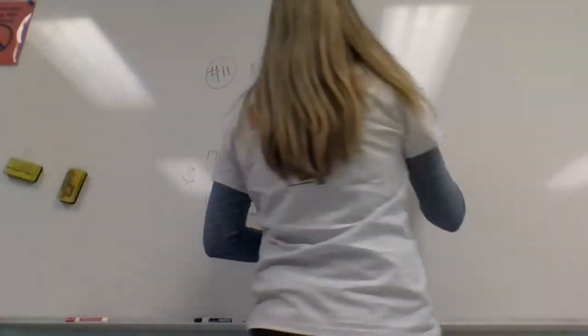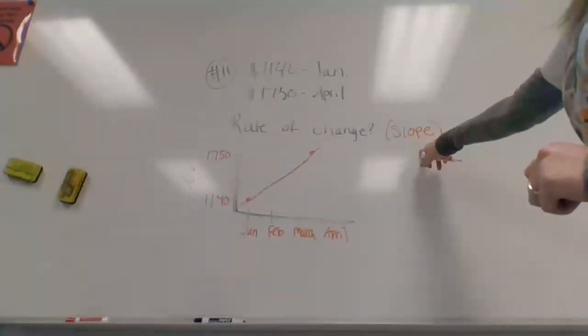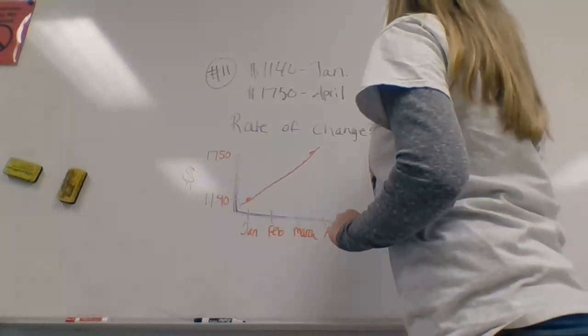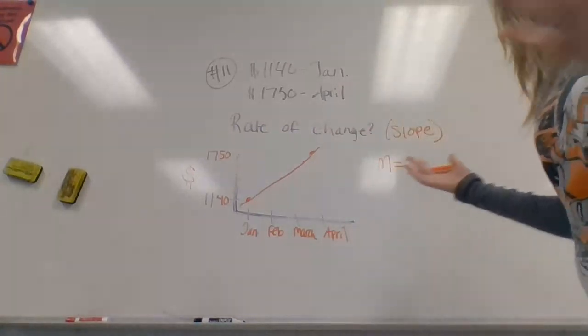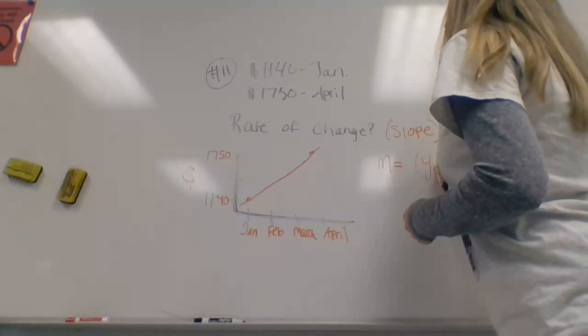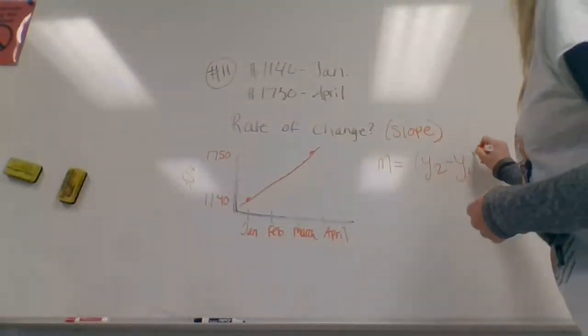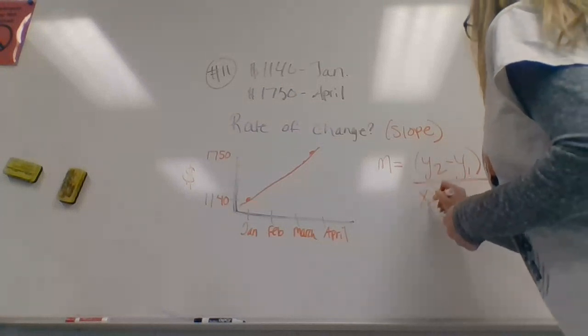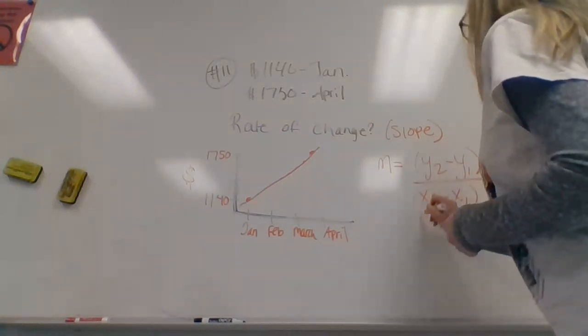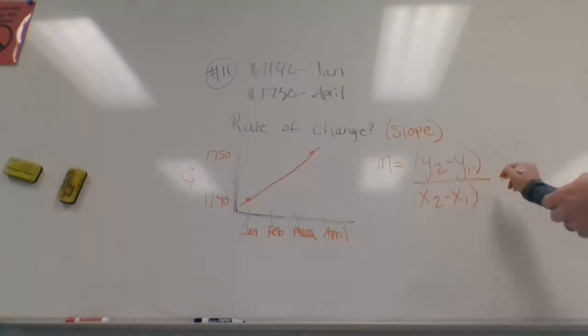Now, when we're talking about the rate of change, we need to find the slope. And if you remember, the slope formula is m, where m stands for slope, equals the difference in our y values, or y2 minus y1, over x2 minus x1, or the change in value of our x's.